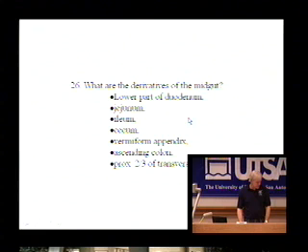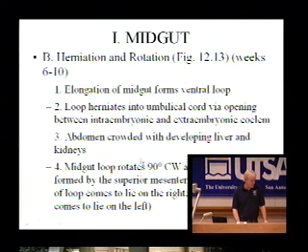So the derivatives of the midgut are the lower part of the duodenum, the jejunum, the ileum, the cecum, vermiform appendix, ascending colon, and the proximal 2/3 of the transverse colon. Obviously, when you see these within our lecture, it's not really the question, because these are all correct answers, so they are modified if I use that structure on the exam.